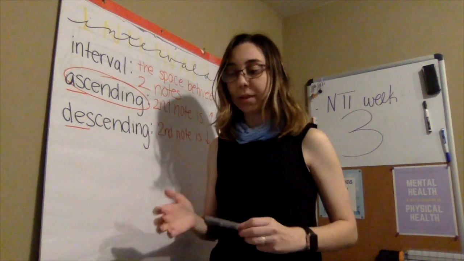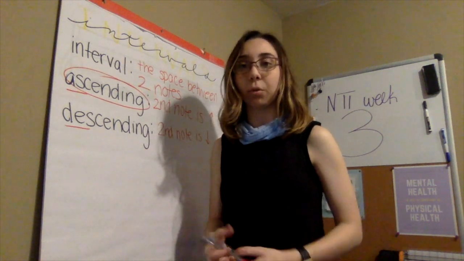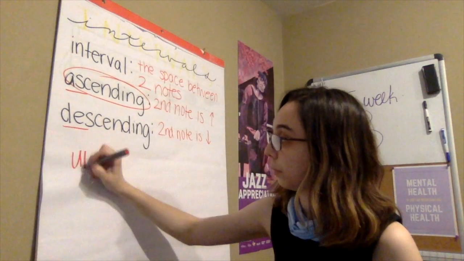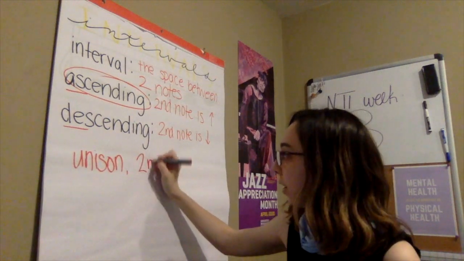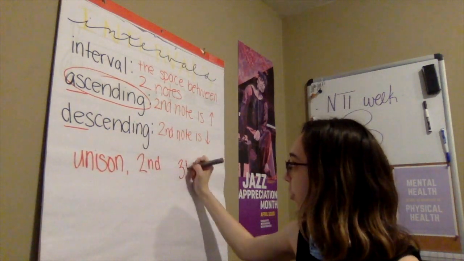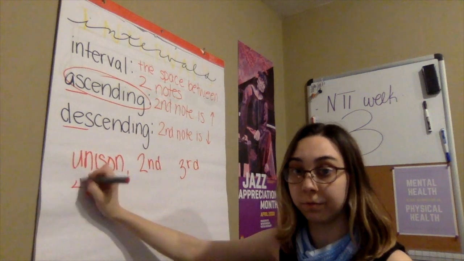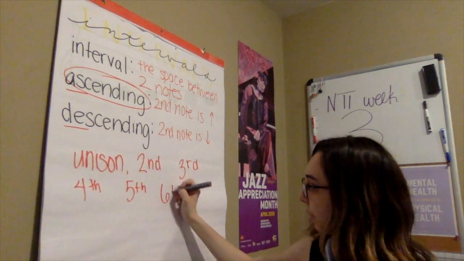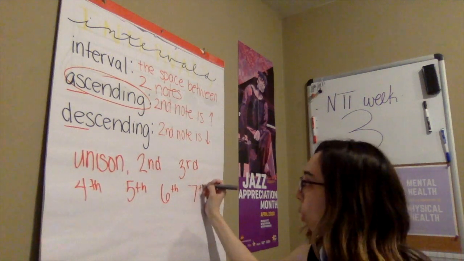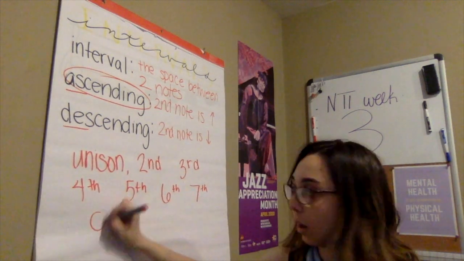Now, intervals we define in a numerical sense. They are either a unison, and then from there we go into numbers. Second, a third, fourth, fifth, sixth, seventh, or, one more word here, an octave.